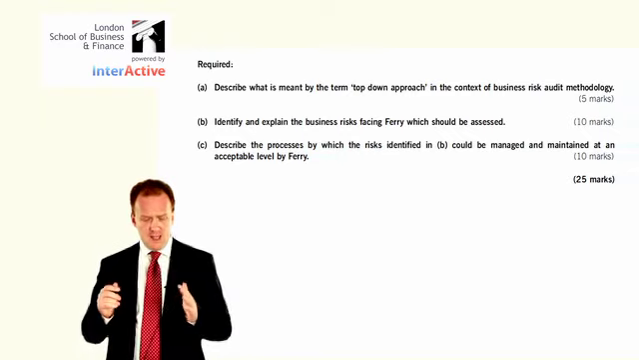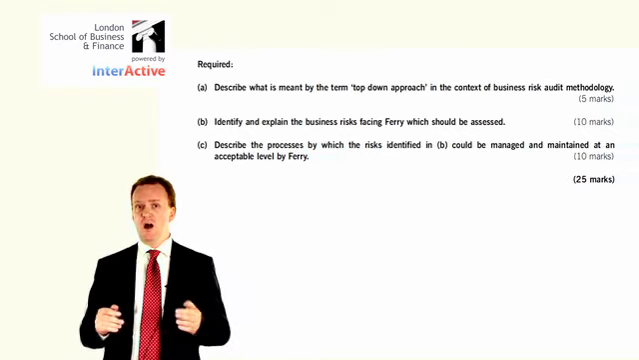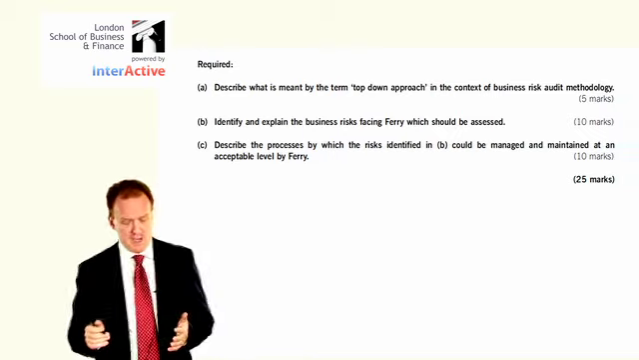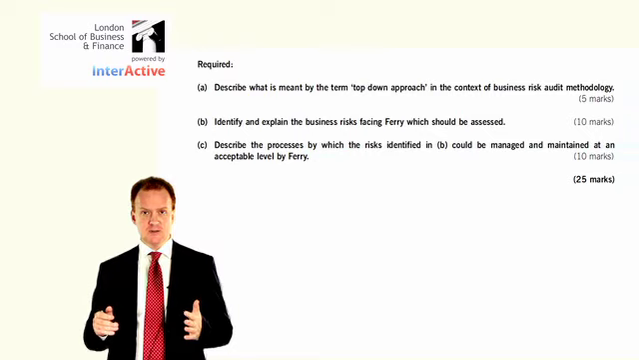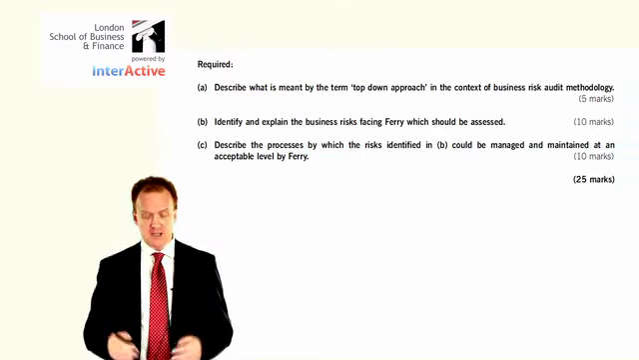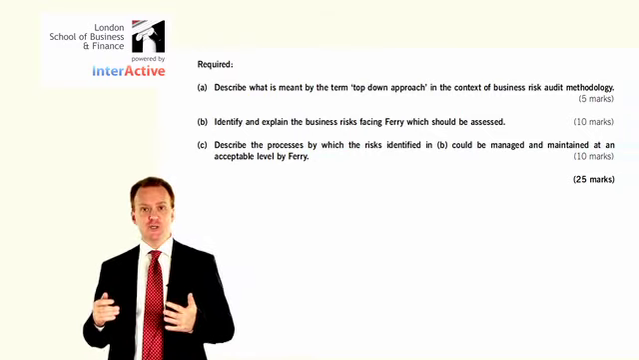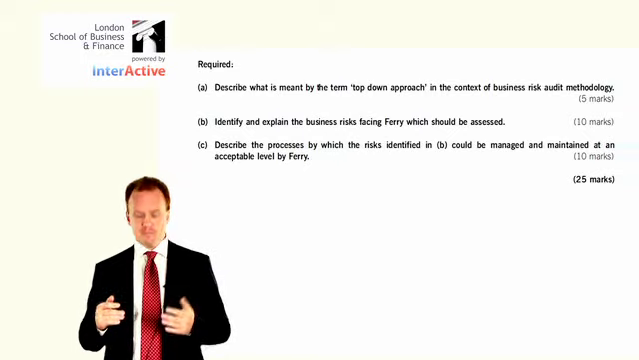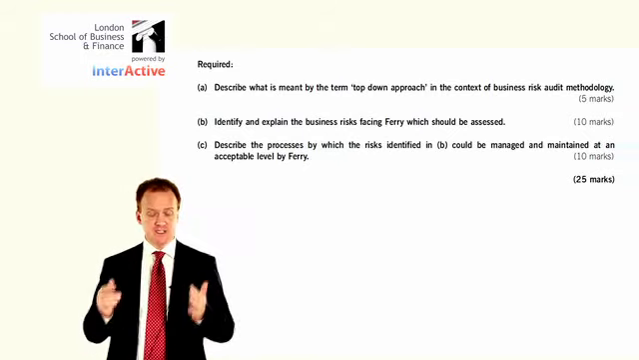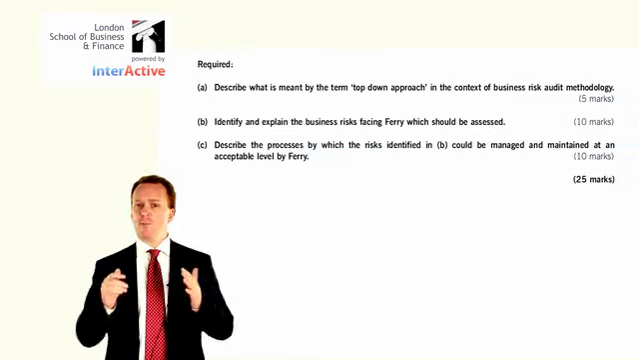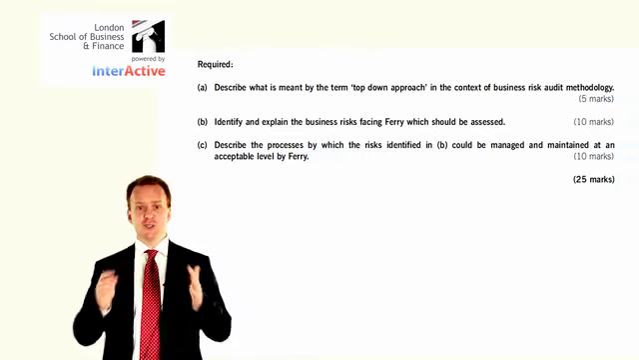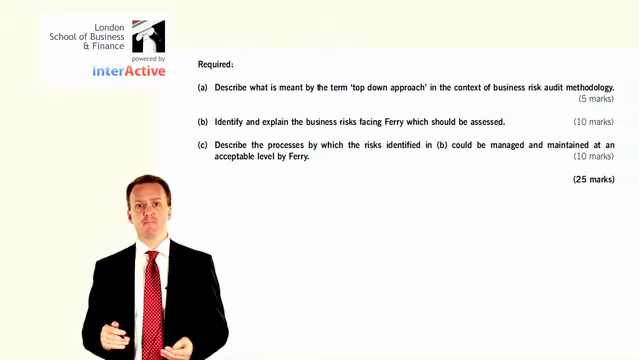Parts B and C are clearly linked together. Part B wants us to identify and explain the business risks, and Part C describe the processes to manage those business risks. 10 marks for each. C is clearly linked to B, and so when I answer B and C, I'll probably answer them together in 2 columns next to each other.